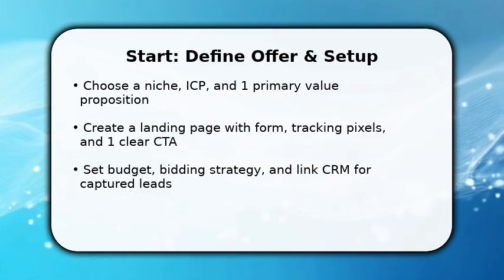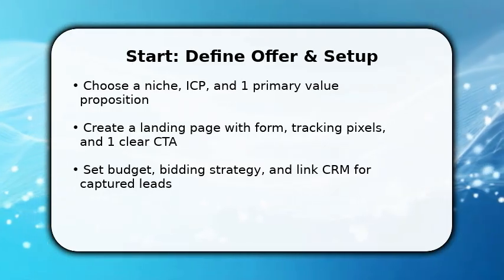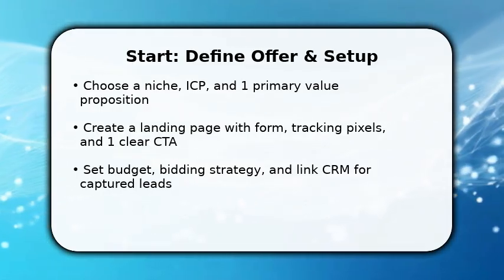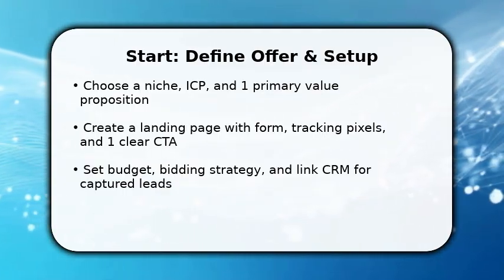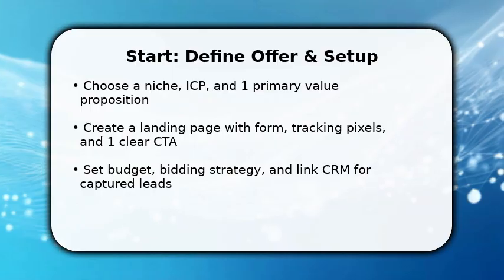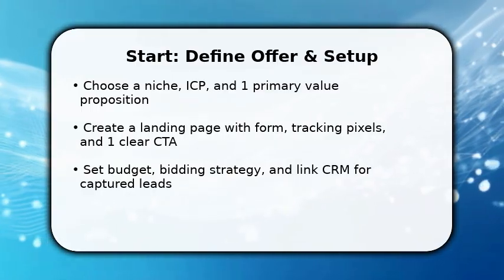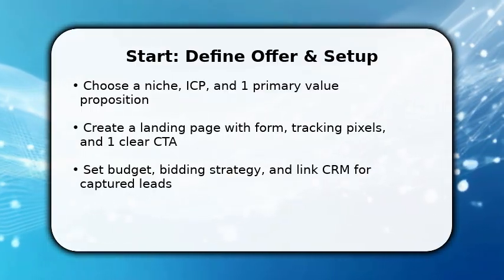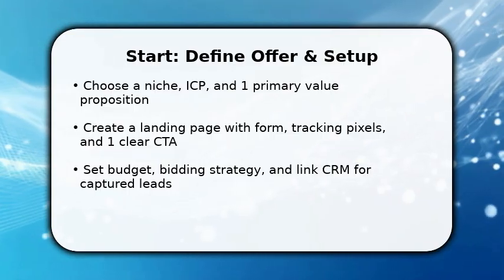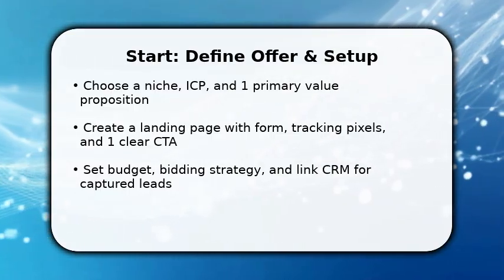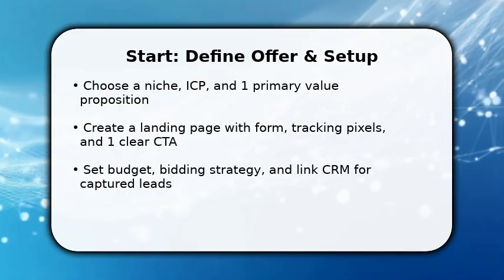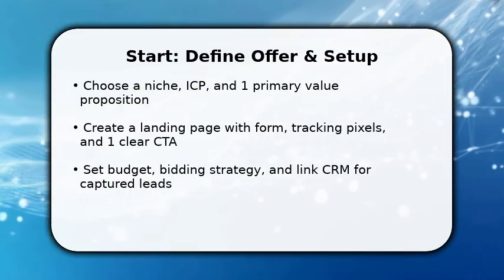You begin by choosing a niche and a single, compelling offer. This focuses every decision. Once chosen, build a landing page with a simple form and install tracking pixels so you capture and attribute every visit. At the same time, connect that form to your CRM and set an initial budget plus bidding rules. This lets you run an early test campaign immediately while gathering usable data to refine targeting and creative.